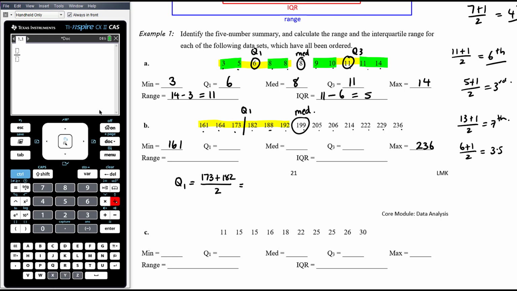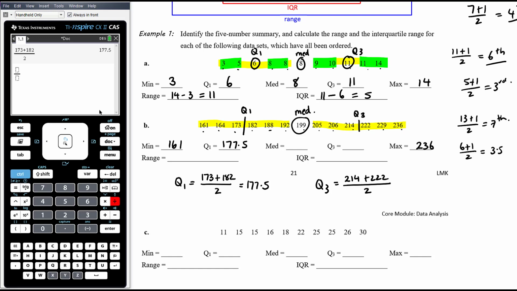So let's just do that. I've got it on my CAS over here. 173 plus 182, dividing that by 2, Control Enter. So it's 177.5. Okay. And then in the second half, it'll be the same logic. We've got 6 pieces of data in the second half. So between the 3rd and the 4th piece of data in the second half will be Q3. So again, we're going to need to average. Q3 will be 214 plus 222 divided by 2.